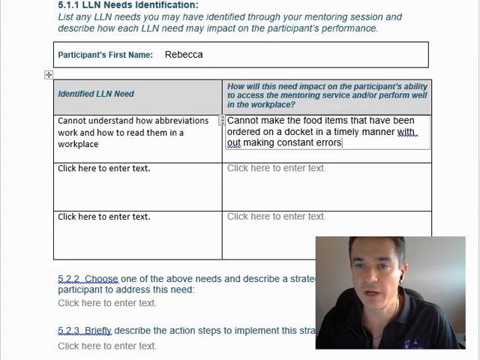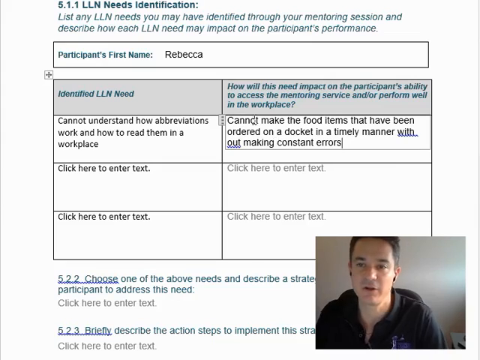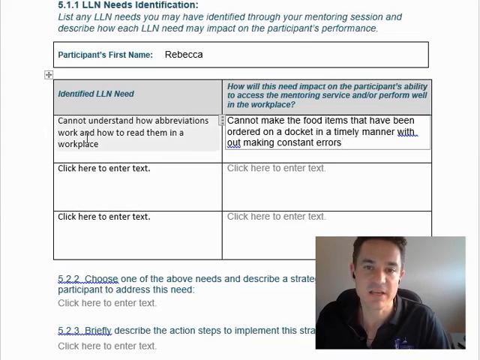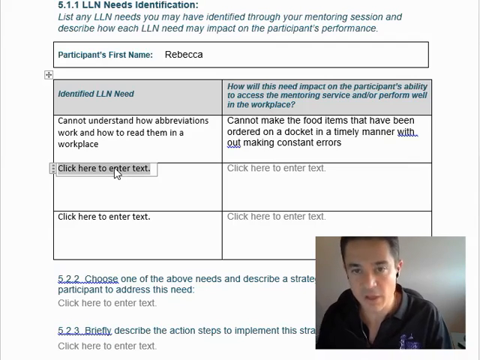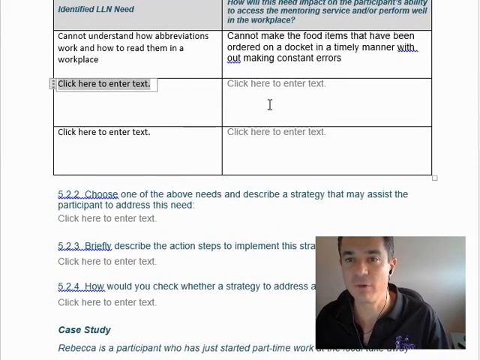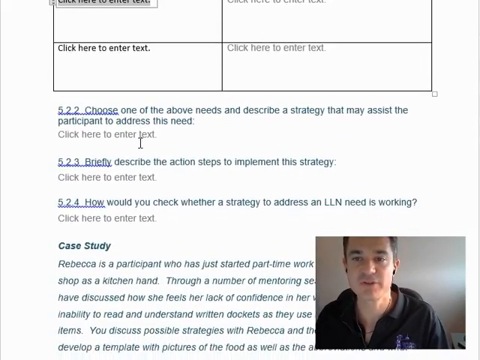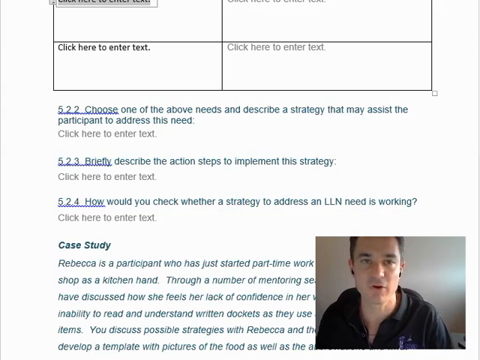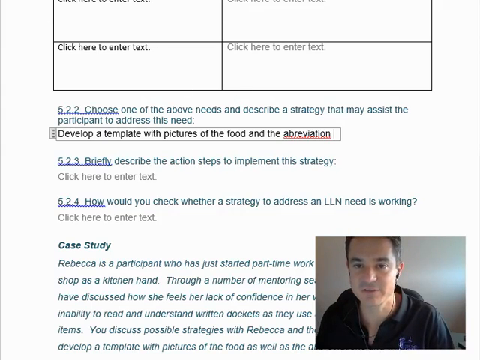So we'll go through and say, she can't make the food items that have been ordered with a docket. You can look on pages 33 to 35 to see certain needs or certain things that get affected in the workplace. That might give you some ideas to type into these ones here. Okay, so 33 and 35 of your learner workbook will give you options for extras. You only need 1 or 2 anyway in here. Okay, so now choose one of those above needs. We've got Rebecca not being able to read the abbreviations.